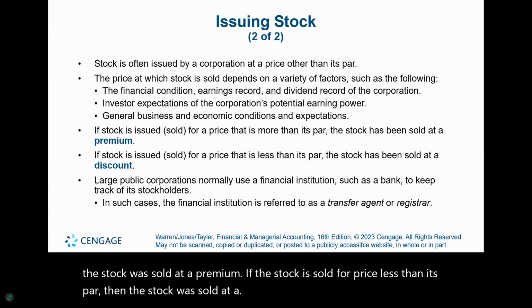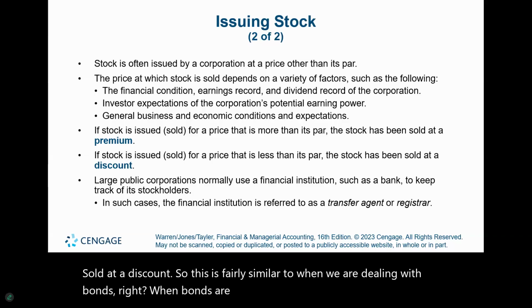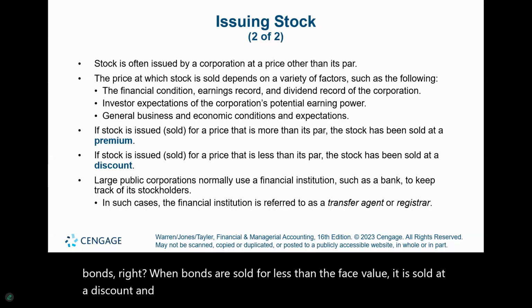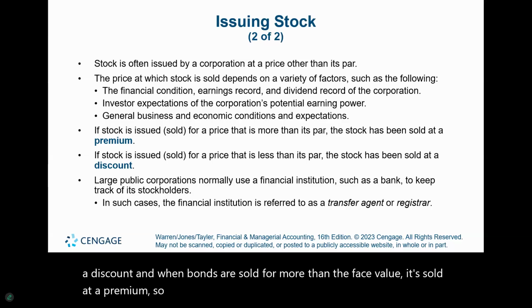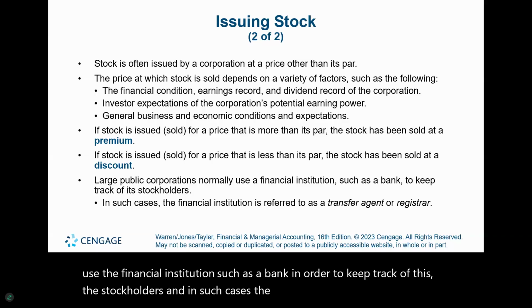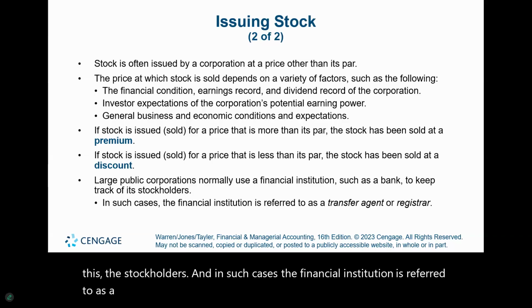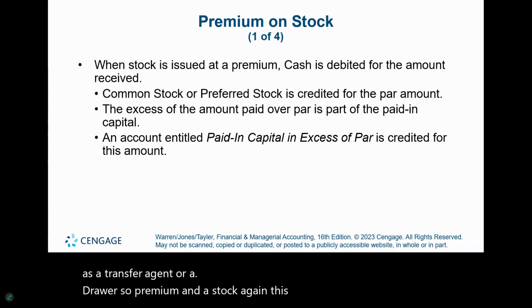discount. So this is fairly similar to when we are dealing with bonds, right? When bonds are sold for less than the face value, it is sold at a discount. And when bonds are sold for more than the face value, it's sold at a premium. So similar concept. Large public corporations, normally they'll use a financial institution such as a bank in order to keep track of the stockholders. And in such cases, the financial institution is referred to as a transfer agent or a registrar.